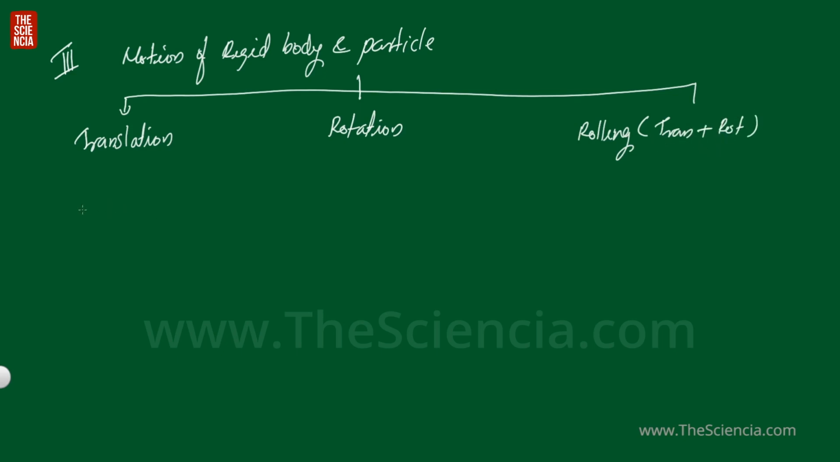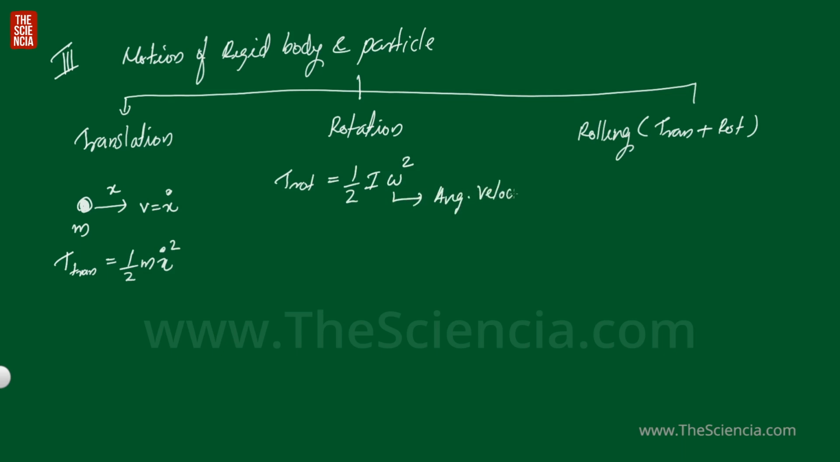Okay. So suppose there is a body of mass m here and it is translating in the x direction. So there will be a velocity and this velocity will be x dot. Then the translational kinetic energy will be equal to half m x dot square. If the particle is in a rotation motion, then there will be a rotational kinetic energy, that is T rotational, that will be equal to 1 by 2 I omega square, where you know omega is equal to angular velocity and you know I is equal to moment of inertia.